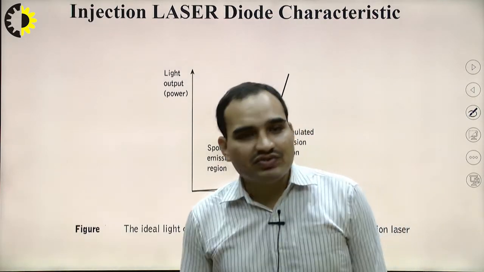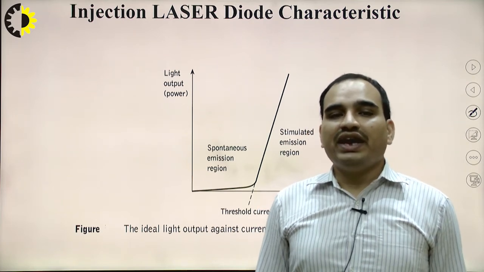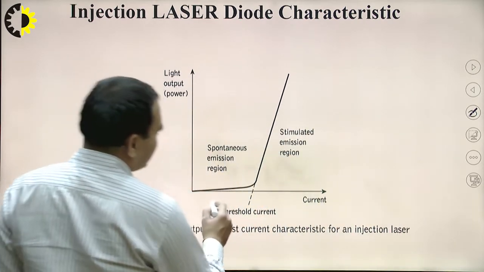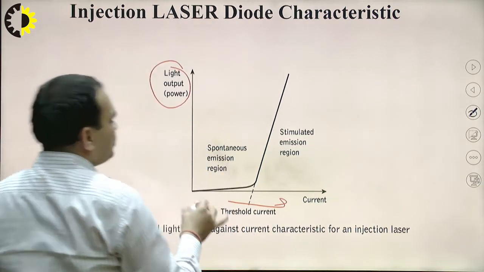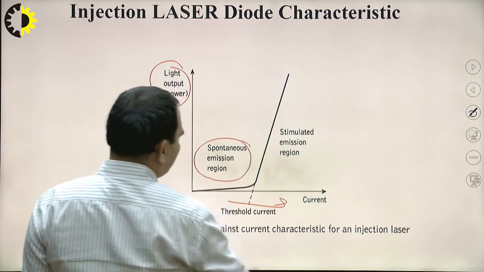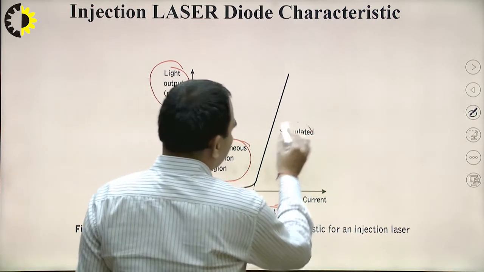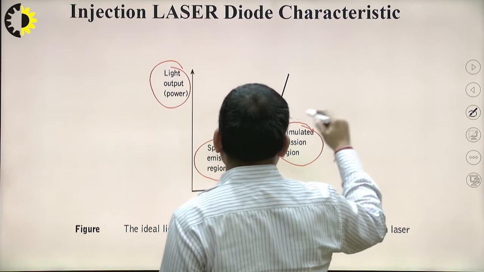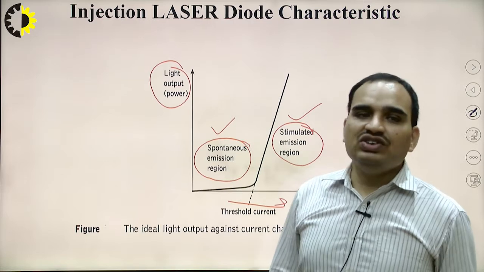So as we can see in this figure, this is the ideal light output versus current characteristic for an injection laser. As the current increases, the light output increases in a linear fashion. Before the threshold current we have the spontaneous emission. After the threshold current, it follows the stimulated emission region. So this is the stimulated emission region in an injection laser, and this is the spontaneous emission region.